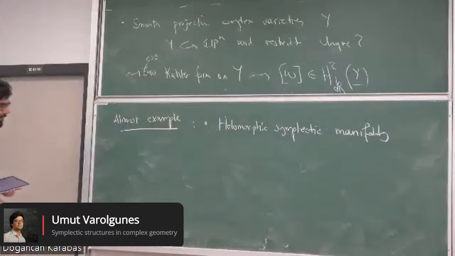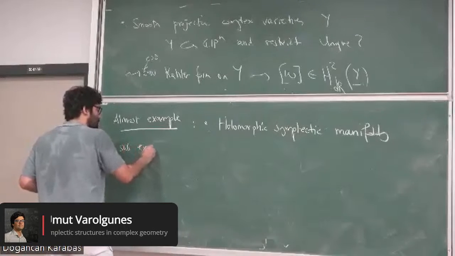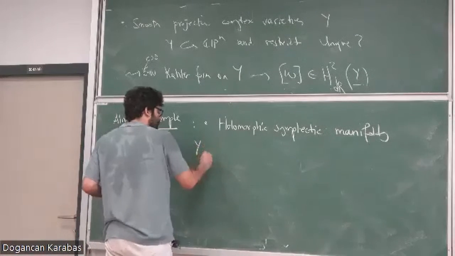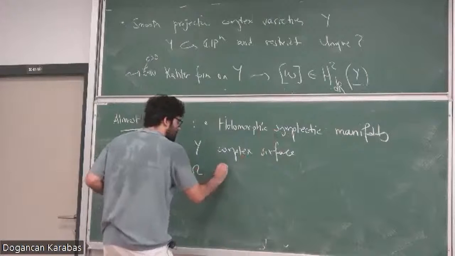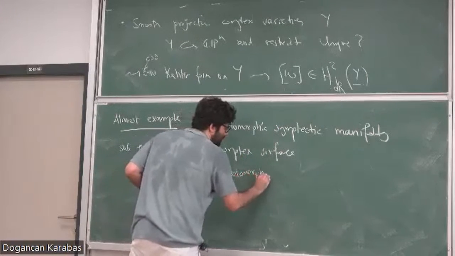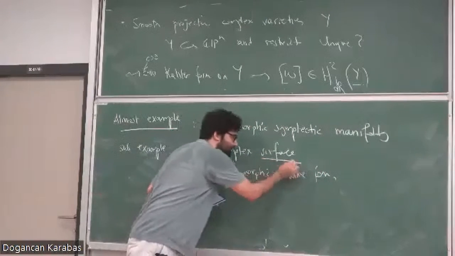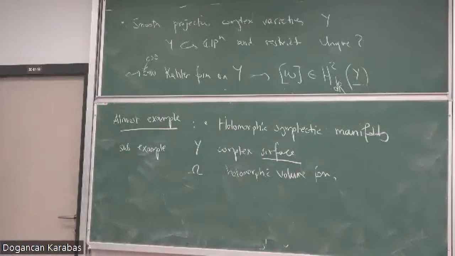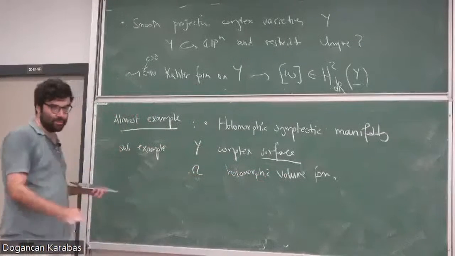Okay, so what's a holomorphic symplectic manifold? It's a complex manifold with a holomorphic two form, which is closed and non-degenerate. Okay, a sub-example is if Y is a complex surface and omega is a holomorphic volume form. But it needs to be a surface, right? It's a 4 real dimensional thing. Okay. And because it's a holomorphic volume form, this is a 2 form, so it's actually a symplectic form.